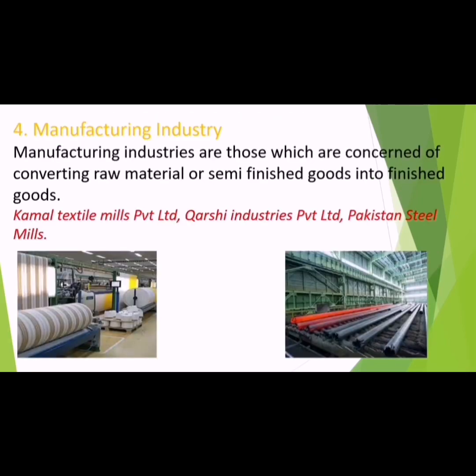Students, now next is manufacturing industry. So this is also from the secondary industry. You can say manufacturing industries are those which are concerned with converting raw material or semi-finished goods into finished goods. You can say this industry converts raw material into semi-finished goods and then semi-finished goods into finished goods. Here come the examples: Kamal Textile Mills Pvt Ltd, Qarshi Industries Pvt Ltd and Pakistan Steel Mills.